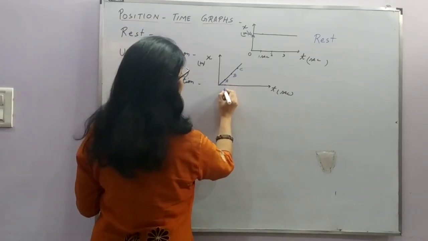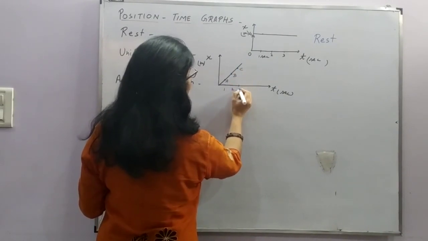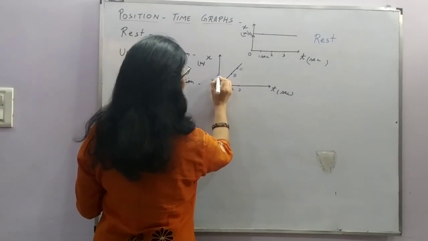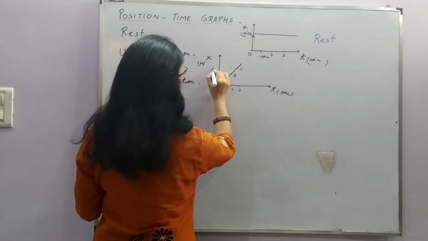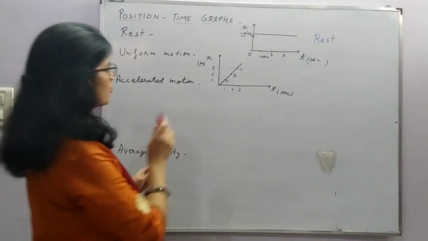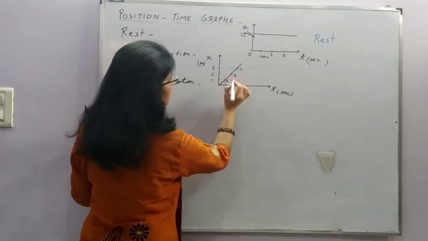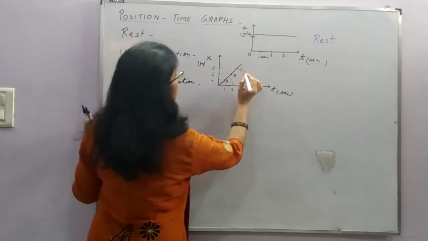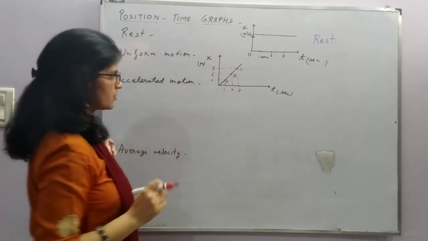And suppose this is 1 second, this is 2 seconds, this is 3 seconds. Suppose this is 4, 6 meters, and this is 8 meters, for example. So we can mark that 1 second corresponds to 4 meters, 2 seconds corresponds to 6 meters, and 3 seconds corresponds to 8 meters.